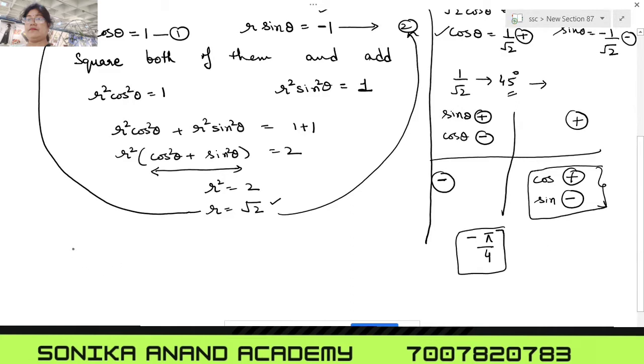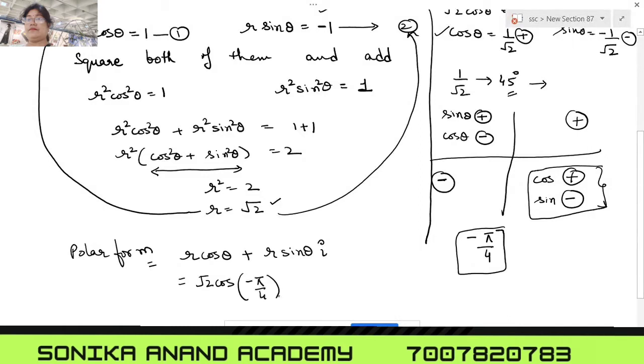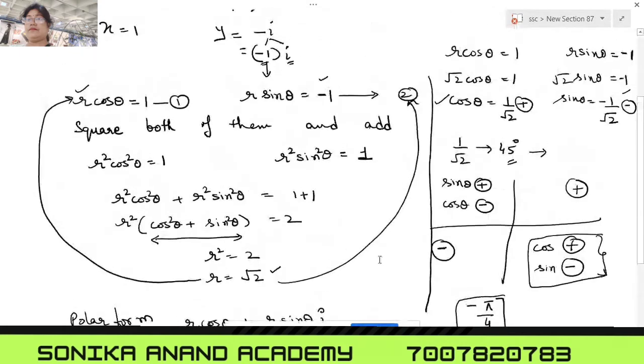So now the polar form is r cos theta plus r sin theta i. So what is the value of r? Under root 2 cos of minus pi by 4 plus under root 2 sin of minus pi by 4 i. This is your answer. Just note it down. Polar form is a little bit tough one. Very tough.